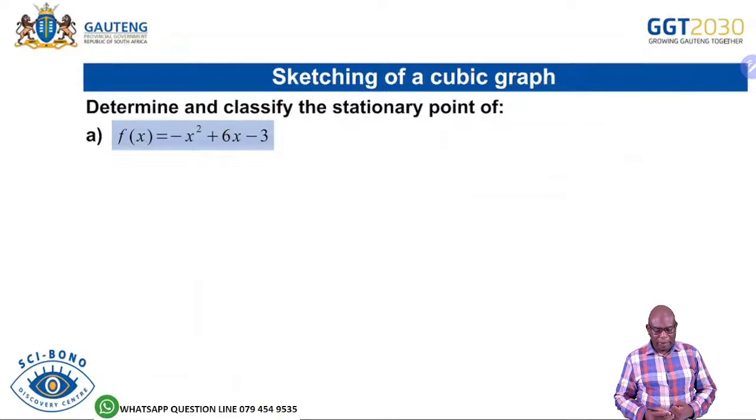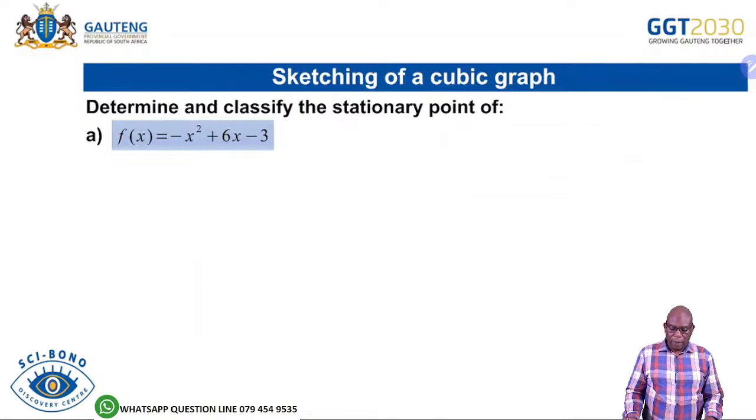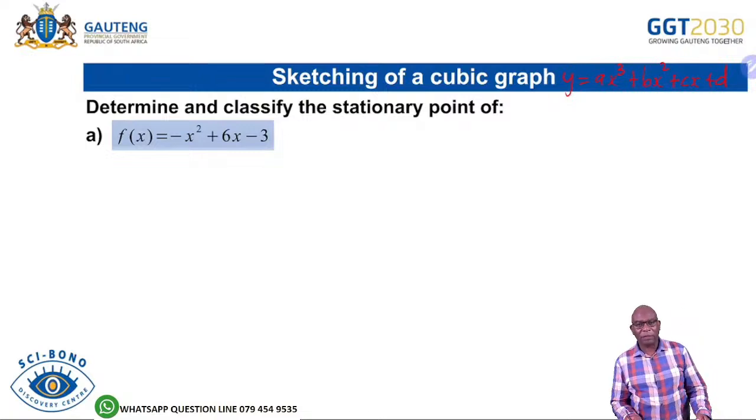Let's look now at the sketching of a cubic function. I'm going to start by writing down the equation before I can do that question. So remember, the equation of the cubic function is the graph y equals ax cubed plus bx squared plus cx plus d. Okay, so that is the function.